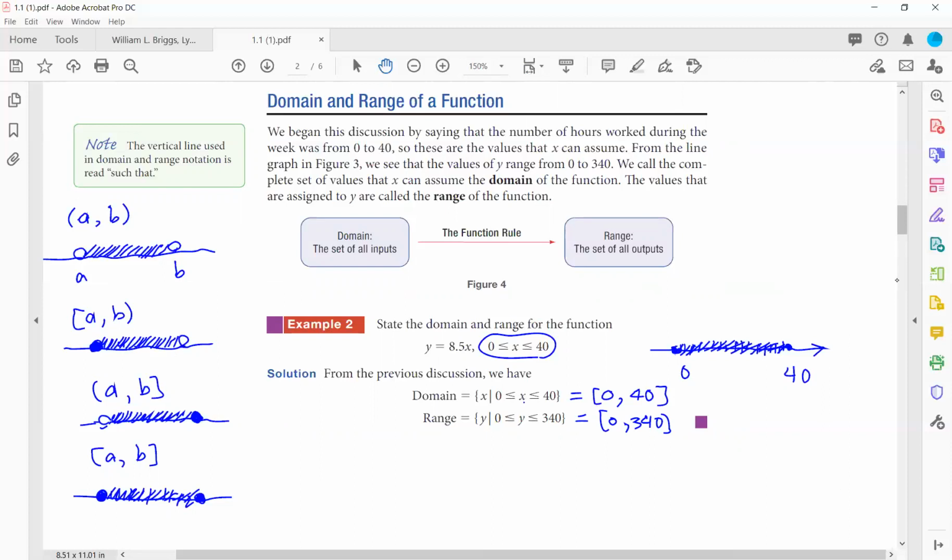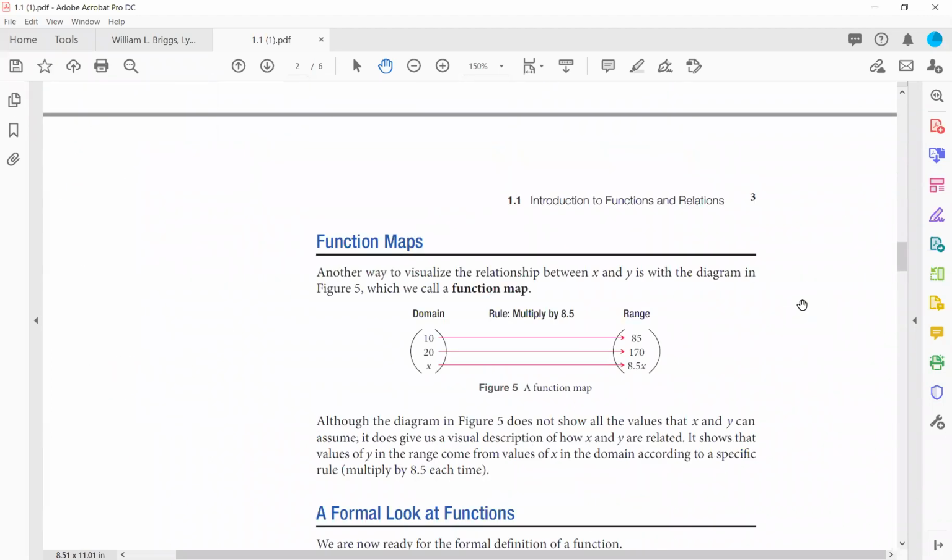Very well. We can visualize the range using a vertical line, 0 and 340, and you shade all numbers in between. Let us move on to the next stage.